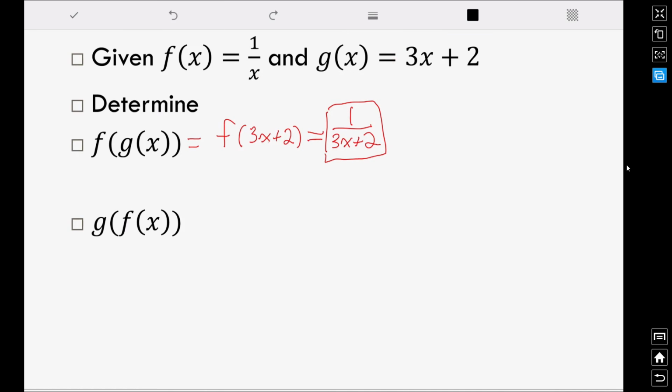Next example. So next one will be g of f of x. Okay. So to do this one, we'll just write it the same way as before. We have g. We'll replace f of x with 1 over x as follows. And then we'll substitute 1 over x for all instances of x in g of x. So we get the following: 3 times x, but x is really 1 over x, and then plus 2. We can clean this up a bit, so we get 3 over x plus 2.